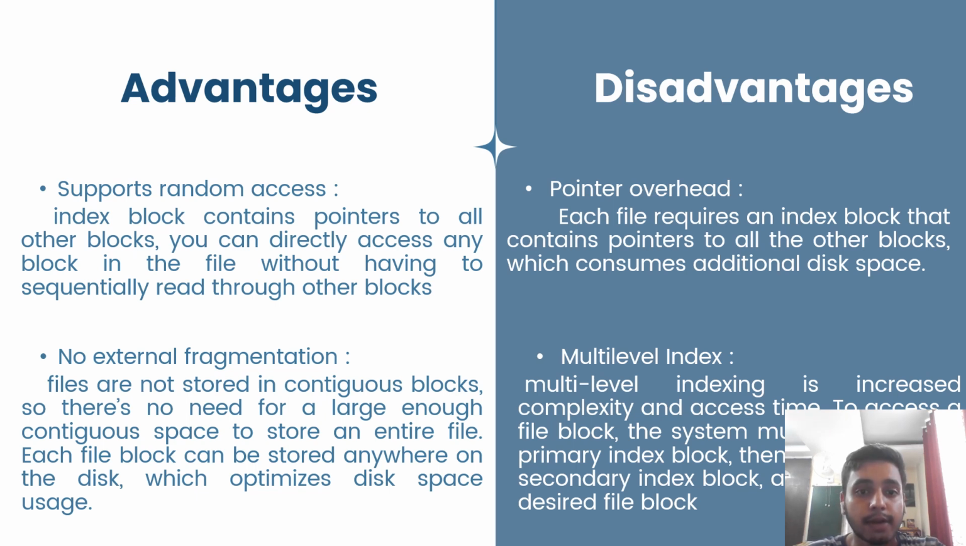Advantages of indexed file allocation are it supports random access. As the index block contains pointers to all other blocks, we just have to go to the assigned index block and it will have the pointers to all the blocks of the file, and we can simply go to our desired block. The other advantage is there is no external fragmentation. That is, a file can be stored at any available space. It is just opposite to contiguous allocation, as we do not need continuous blocks to store our blocks. We can have it in any available space.